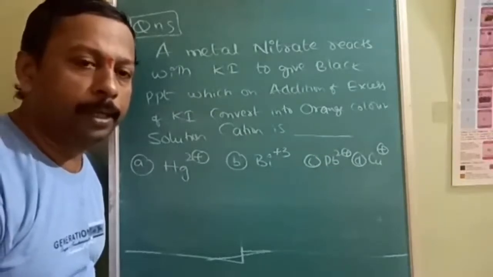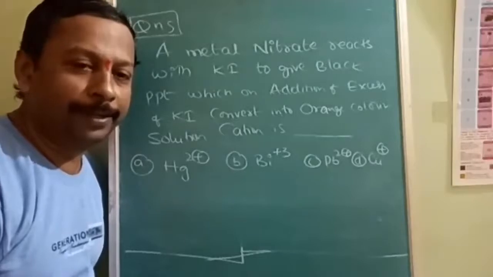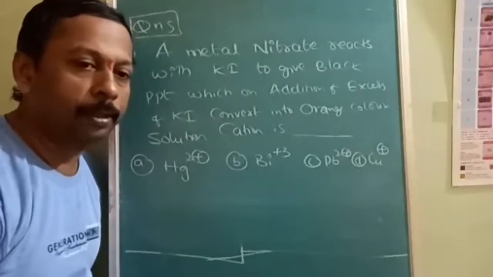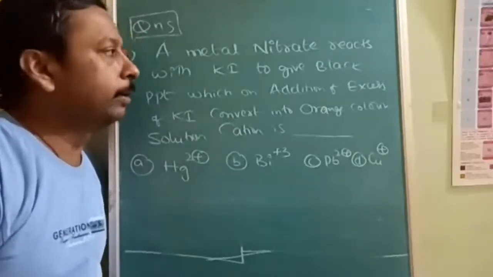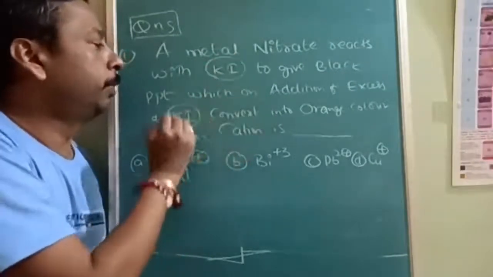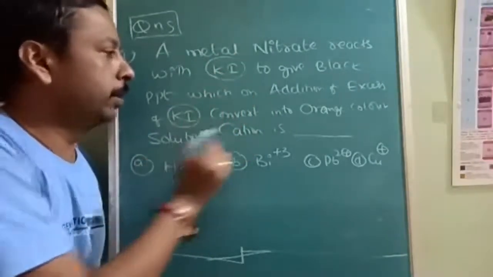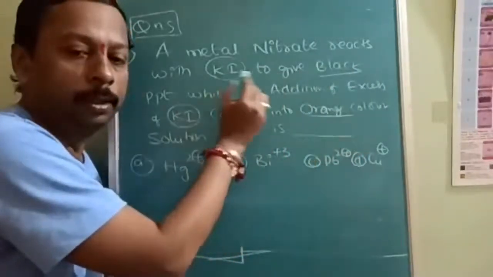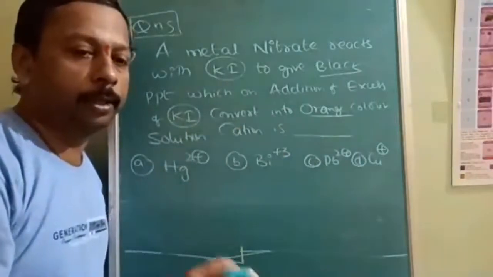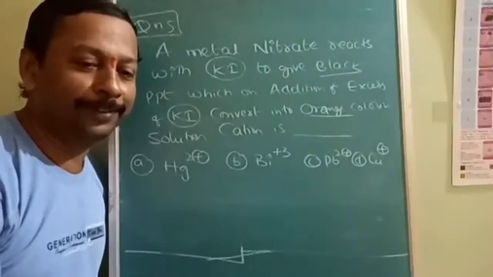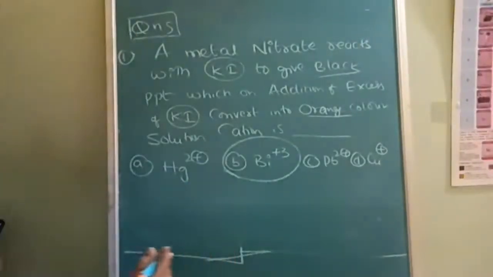A metal nitrate reacts with potassium iodide to give a black PPT. On addition of more potassium iodide, this we have done so many times, it is converted into which color? Orange color. Initially it is black, in small amount, and after that it is orange. Options are also given, but actually I am not supposed to give. Write down the answer: Bi plus 3.